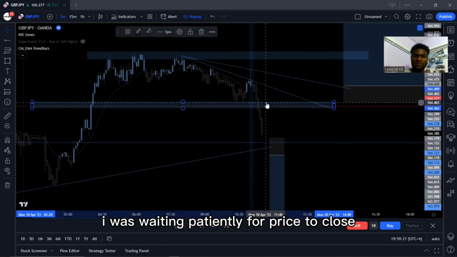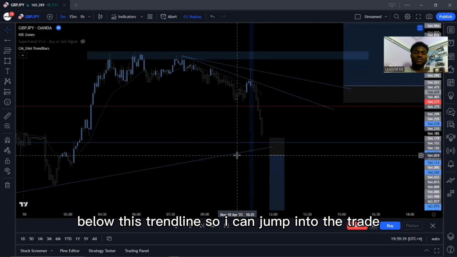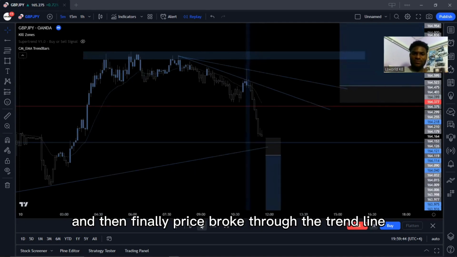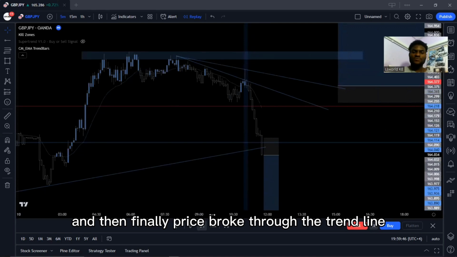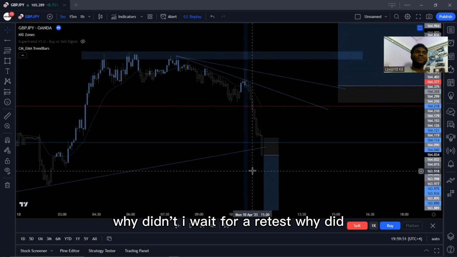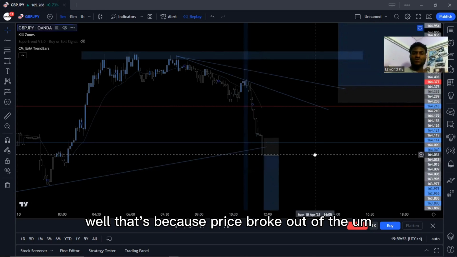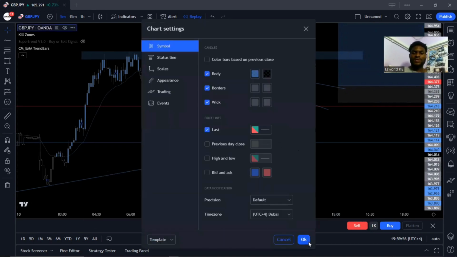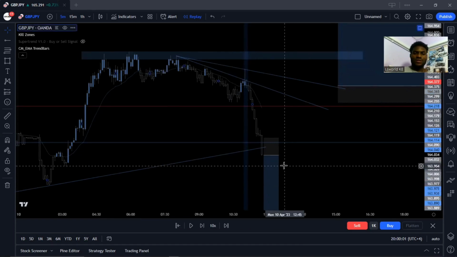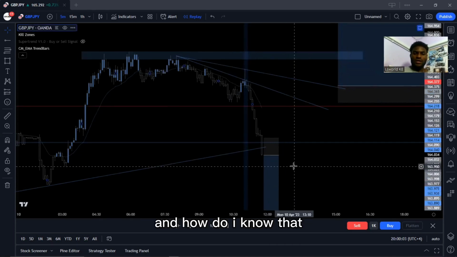I was waiting patiently for price to close below this trend line so I can jump into the trade. And I waited and waited, and then finally price broke through the trend line. And how do I confirm if it is the right time to enter? Why didn't I wait for a retest? Why did I just jump into the trade? Well, that's because price broke out of the trend line with momentum, with volume. And how do I know that?